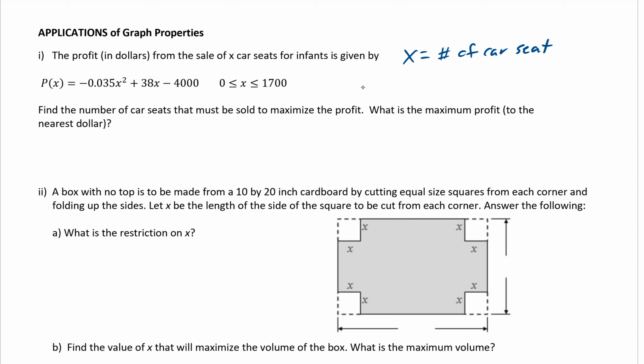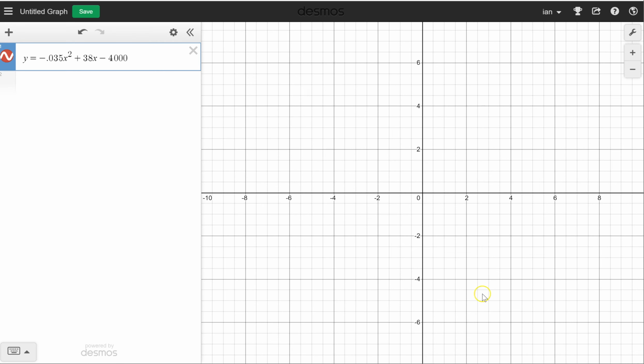And you want to look at units too. This one just says car seats. It doesn't say hundreds of car seats. Sometimes they will do that. Our P here, which is our Y value, is our profit, and that one says it's in dollars. So now we plug this into our calculator, in this case Desmos, and we end up with this.